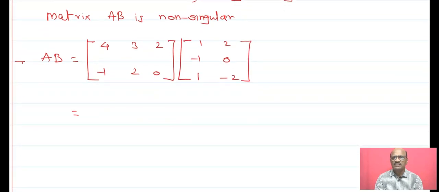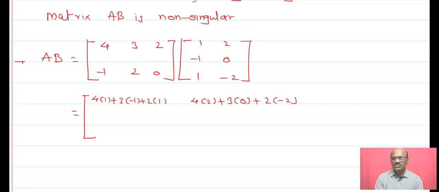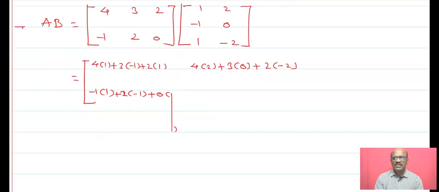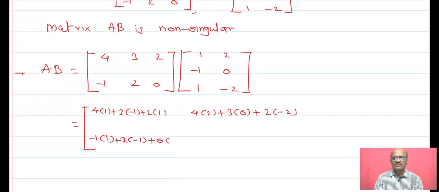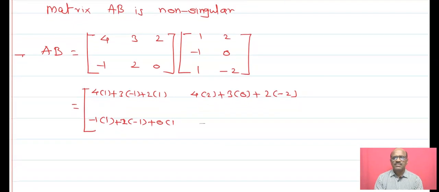Now see this. The product, multiplication: first row, first column, first row, second column. Now see these particular elements which I am multiplying. Then second row, first column of the second matrix. Second row, second column.